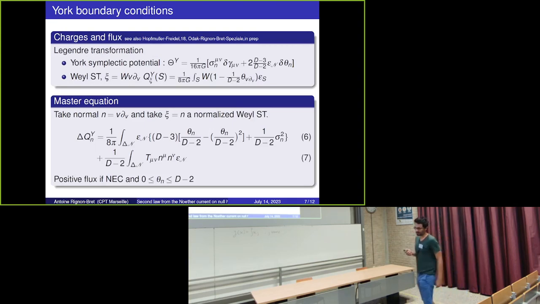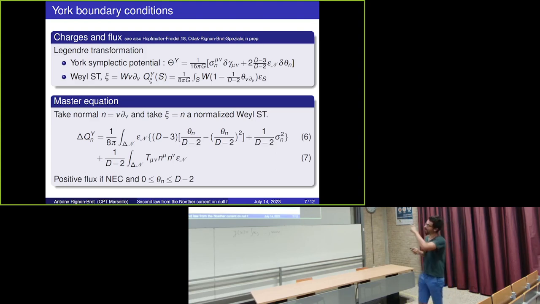There are not many choices actually. If we start from the Dirichlet symplectic potential, the only thing that we can do to have another covariant symplectic potential is make an integration by parts in field space. And we have new charges associated to the Weyl supertranslations, which are very similar to the Dirichlet one, except that there is now a 1 divided by d minus 2 in front of this expansion.